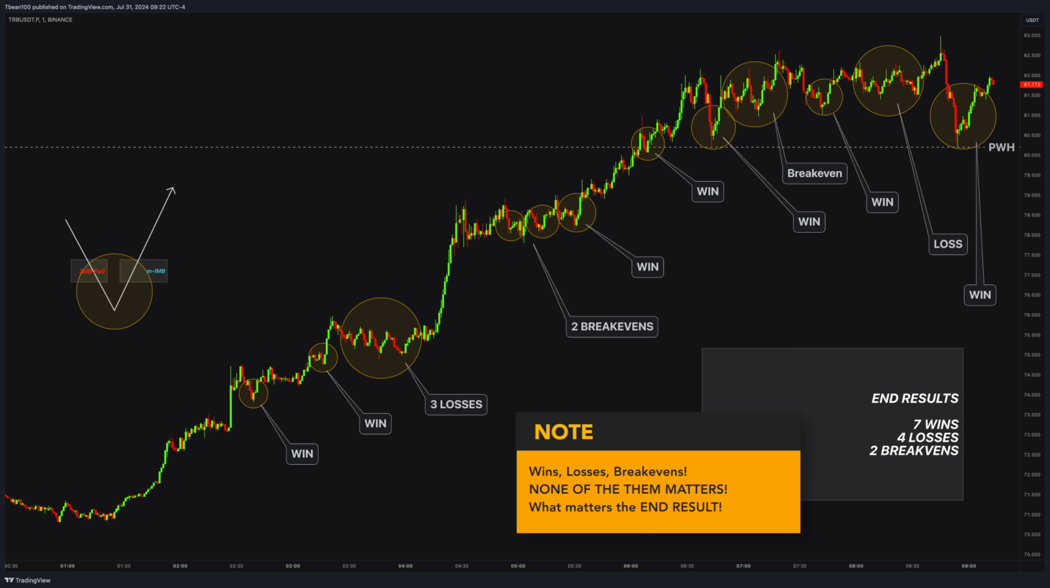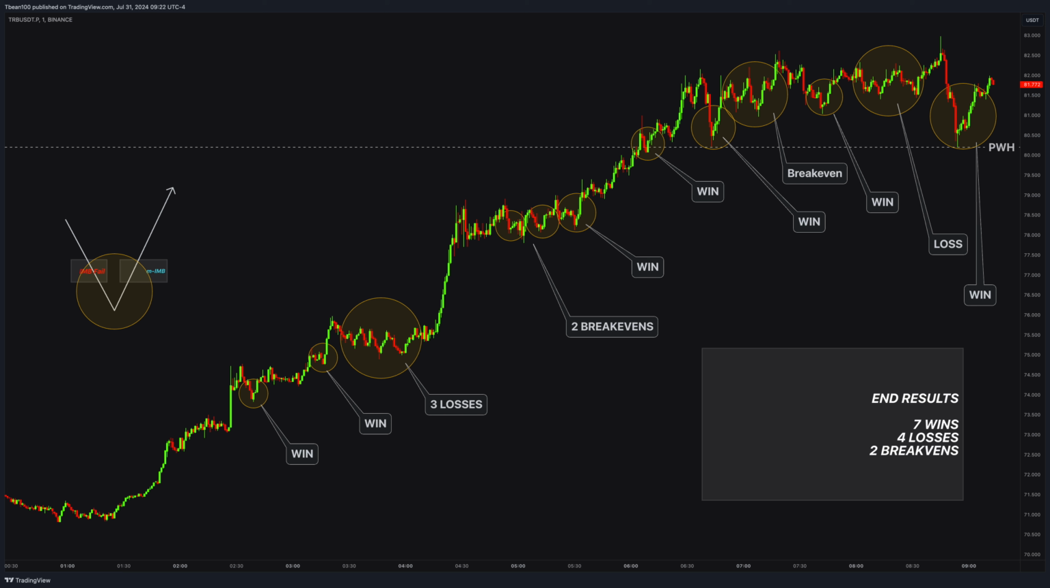It is impossible. Do you understand the importance of data, mathematics, and statistics? It is all about the end results. One win, one loss, one break-even has no meaning. It does not mean anything. I can lose 3 trades in a row. I can win 5 trades in a row. Every single trade I take today could be break-evens. It does not matter. What matters is, did my account grow after 100 trades taken or not?